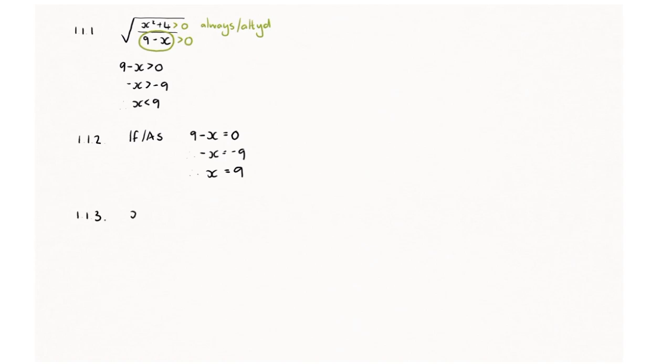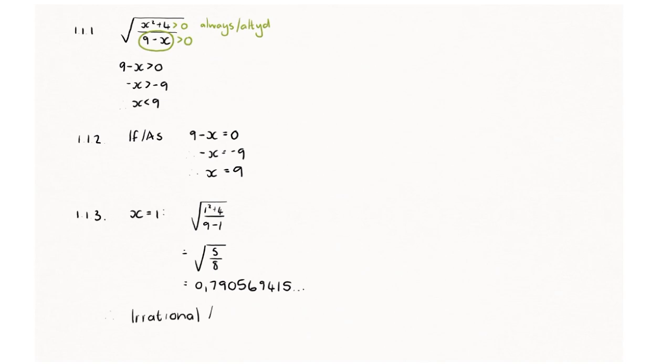So if we take x equals 1 and put that into the expression, we get the square root of 1 squared plus 4 over 9 minus 1, and that equals the square root of 5 over 8. And if we determine the answer on our calculators, we get 0.790569415 and so on. So this decimal answer is not finite and it is not recurring. And therefore, if x is equal to 1, the expression is irrational.